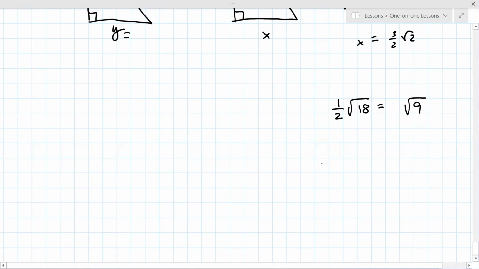Let me find some numbers. Are there any numbers that work really well? So the square root of 4 is 2. One half the square root of 4 is one half of 2, which is 1. Do you agree with that? No. Square root of 2 is not 1, though. Well, I don't have the square root of 2. I have the square root of 4.